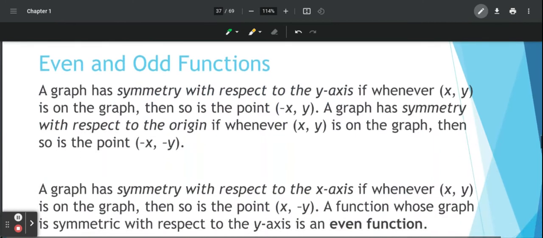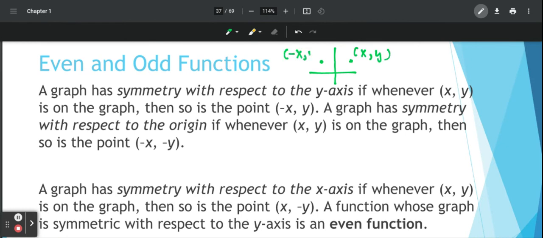And then the last thing is odd and even functions. So a graph has symmetry with respect to the y-axis. That would mean if you had a graph here, symmetry with respect to the y-axis would mean that the point reflects across the y-axis. So if you had a point here that was (x, y), in a graph that was symmetric to the y-axis, you would also have the point (-x, y).